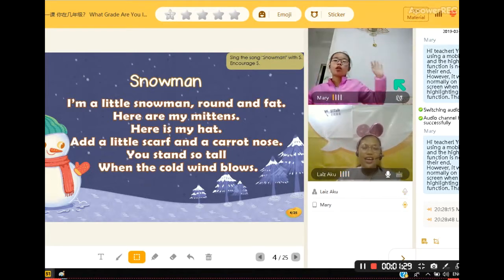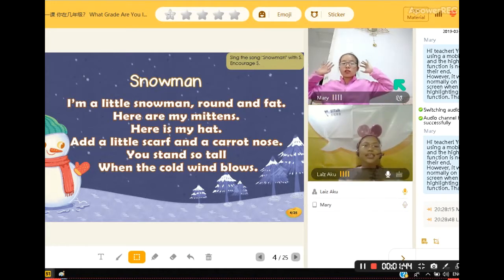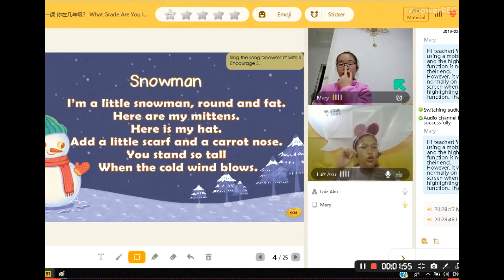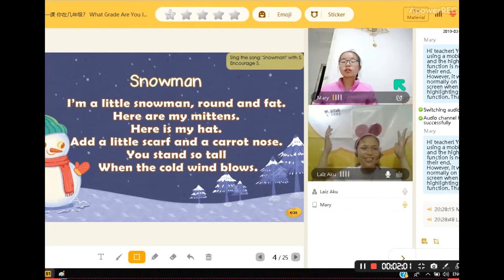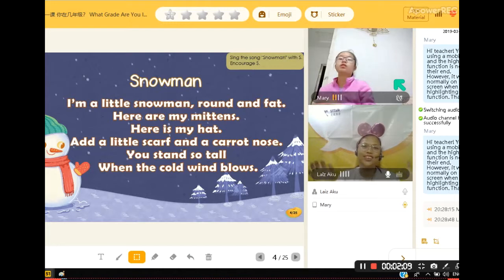Little snowman, here is my hat and the little scarf and a carrot nose. You stand so tall when the cold wind blows.